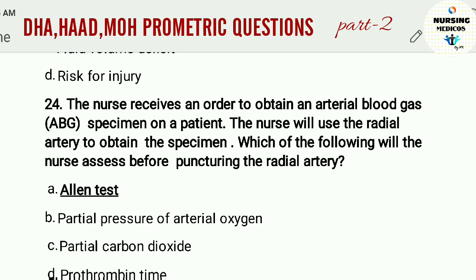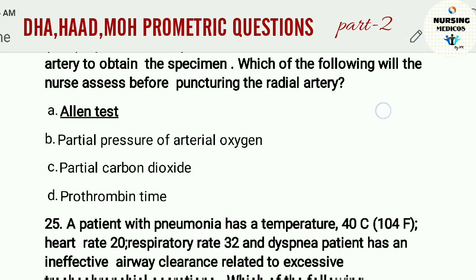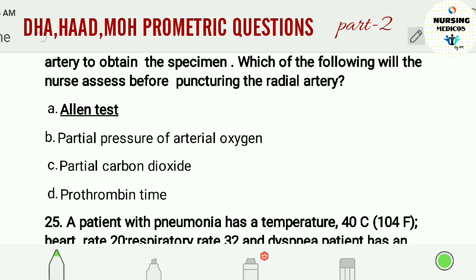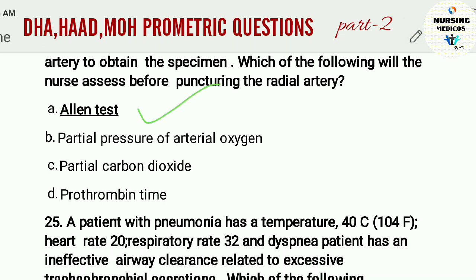Next one, 24. The nurse receives an order to obtain an arterial blood gas (ABG) specimen on a patient. The nurse will use the radial artery to obtain the specimen. Which of the following will the nurse assess before puncturing the radial artery? Option A, Allen test; B, partial pressure of arterial oxygen; C, partial pressure of CO2; and option D, prothrombin time (PT). So what will we do? We have to do the Allen test first before puncturing the radial artery.